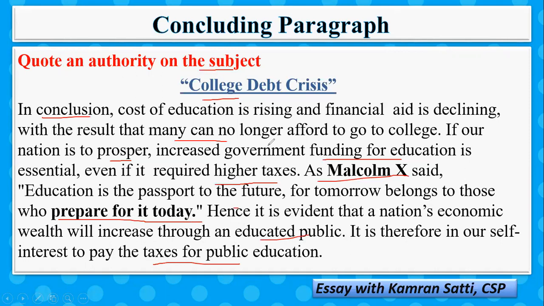So, here we have used the fourth approach. We have quoted an authority on the subject. We have quoted Malcolm X, who was an advocate for the rights of black people. Okay, and his sole emphasis was to educate the black people so that they can come at par with the white folks. Okay, so we have quoted an authority. Okay, someone who is recognized for his efforts on something.